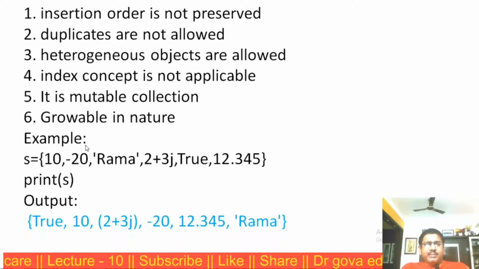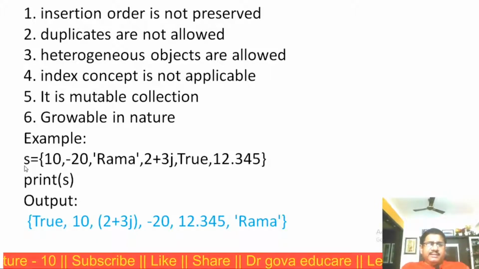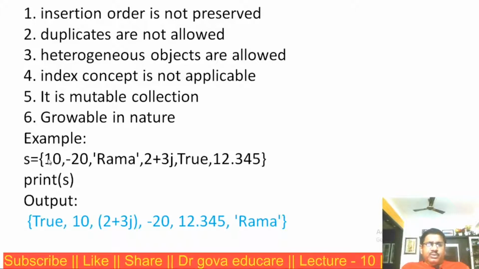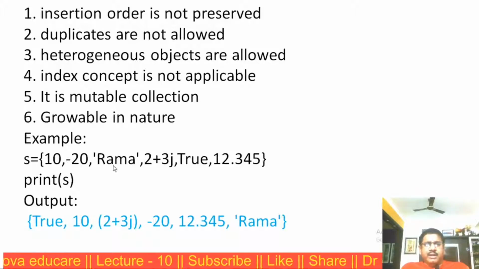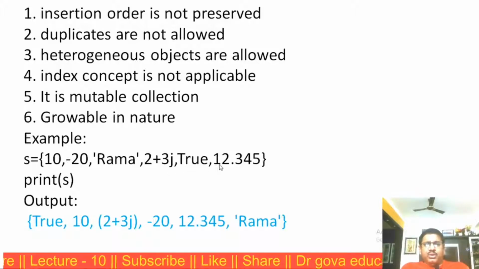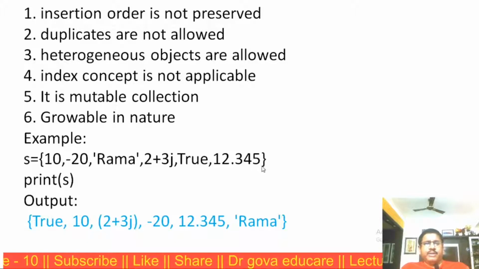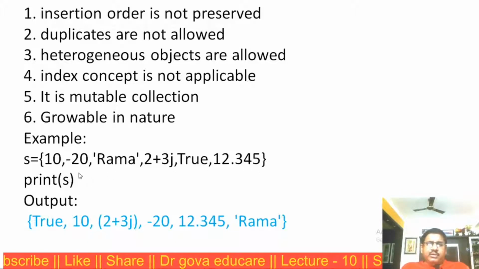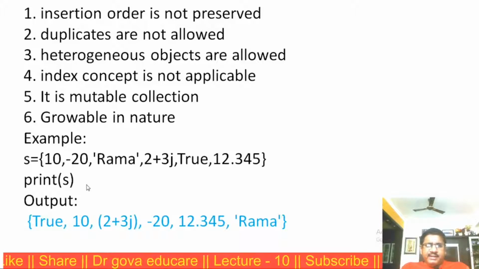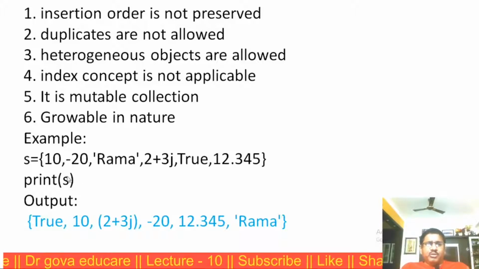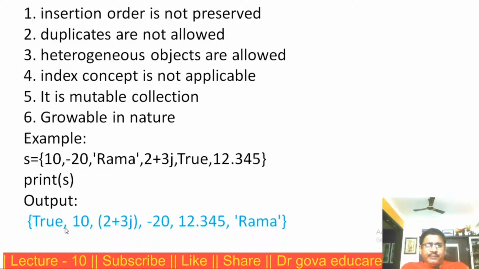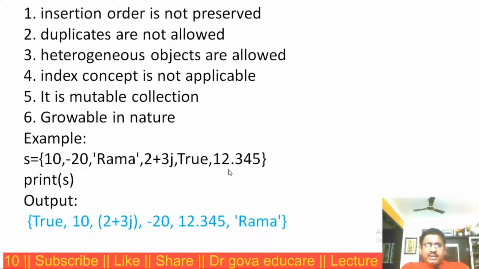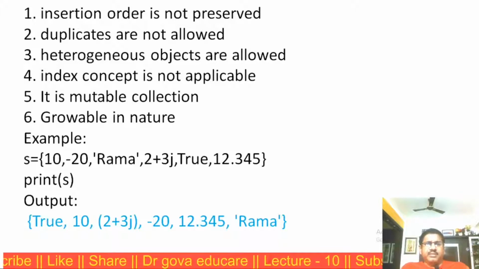So this is the example of the set. S is equal to, within the curly braces, I am inserting these elements: 10, -20, 'Rama', 2+3j, True, 12.345. I am trying to display the set. Now observe the output. Now this is the given set, this is the output. Now here the insertion order is not preserved.